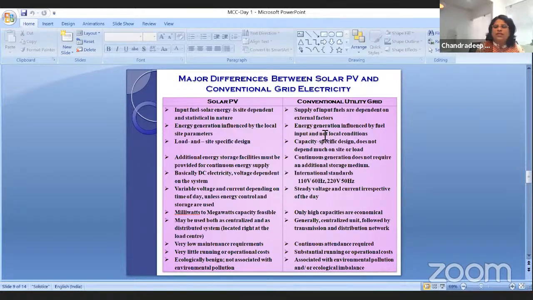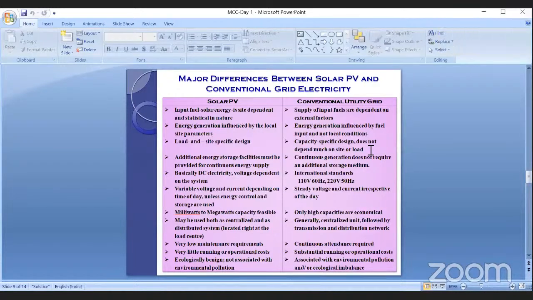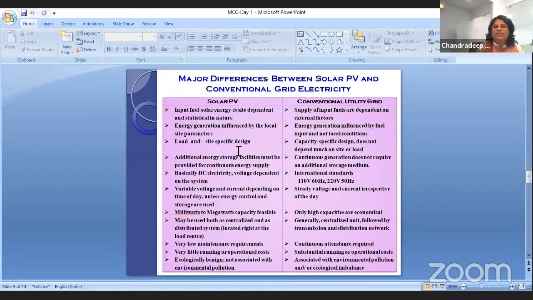Next, in the case of conventional, energy generation is influenced by fuel input, not local conditions. So a coal power plant is not dependent on local conditions, no local climatic parameters. This many tons of fuel I give as input and this many units I will get. This is a coal power plant. Next one is load and site specific design.